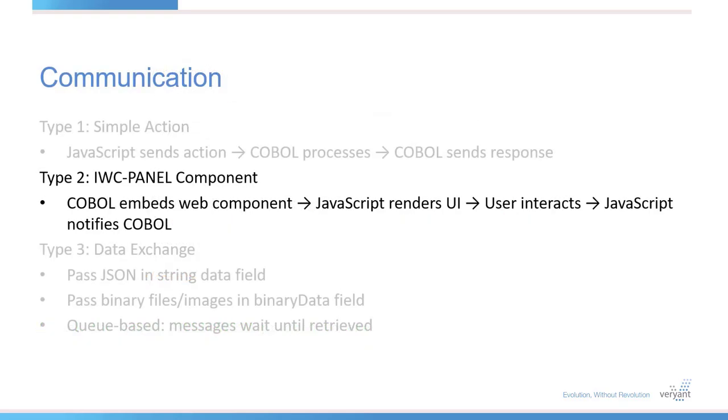A second way to communicate between isCOBOL and the web browser is to embed a web component, for instance, a map of office locations. And then you'll let JavaScript draw the component and handle the user interaction. It will notify isCOBOL that the user has taken an action, for instance, clicked on the map. And then the COBOL program can do something like pop up a window with details about the office clicked on. We're going to see that in the demonstration.